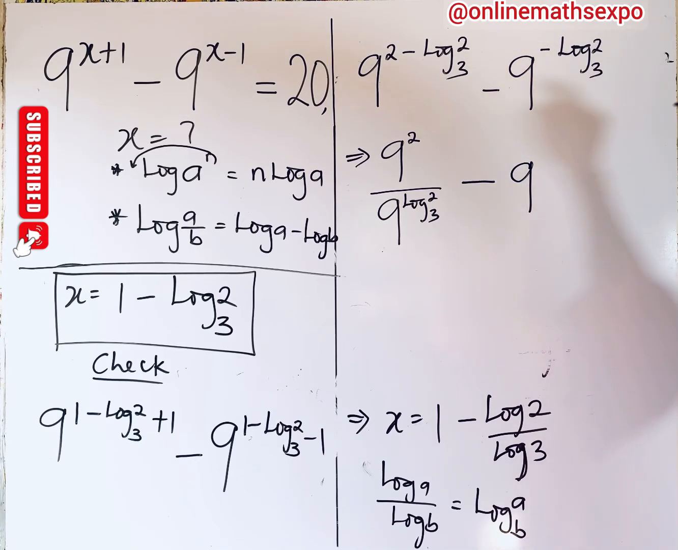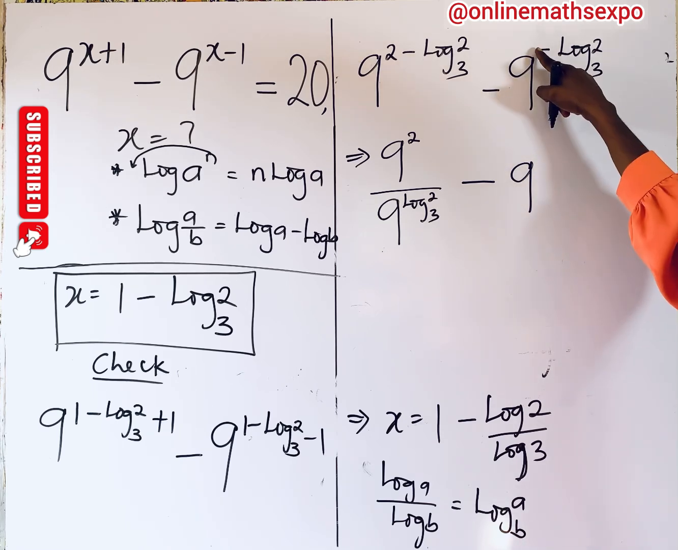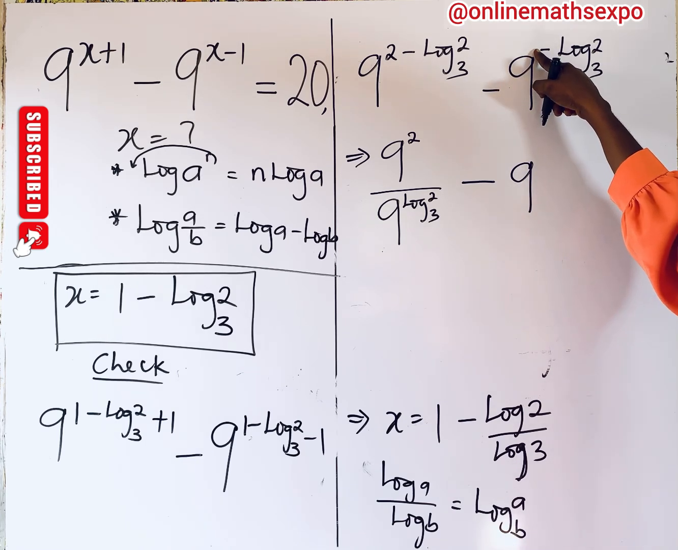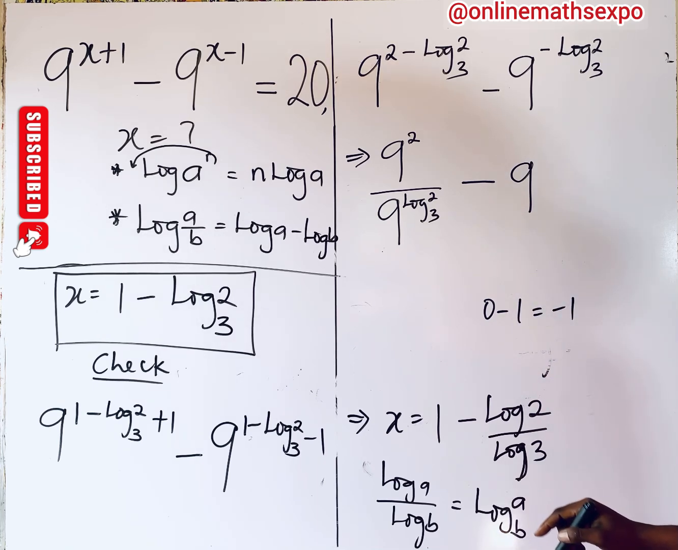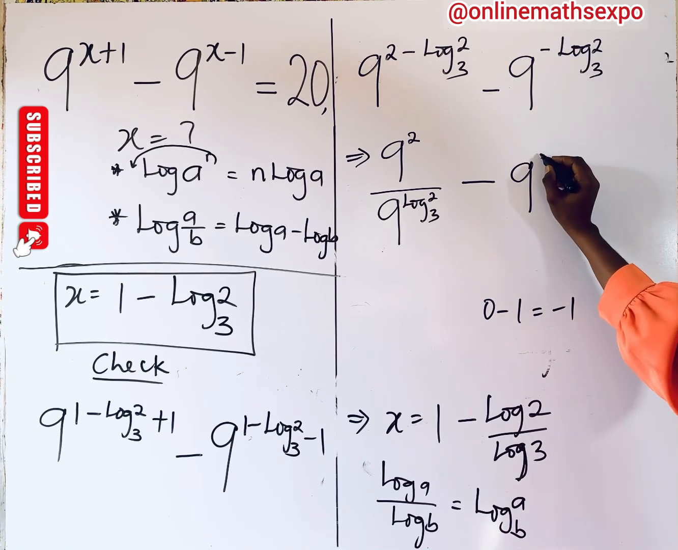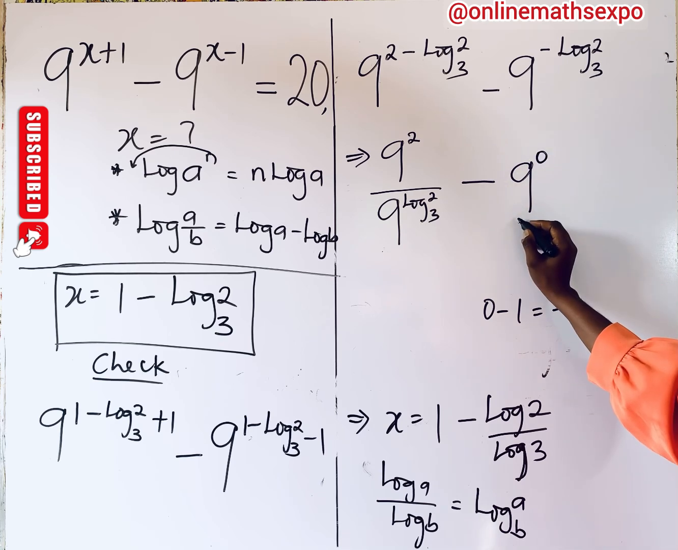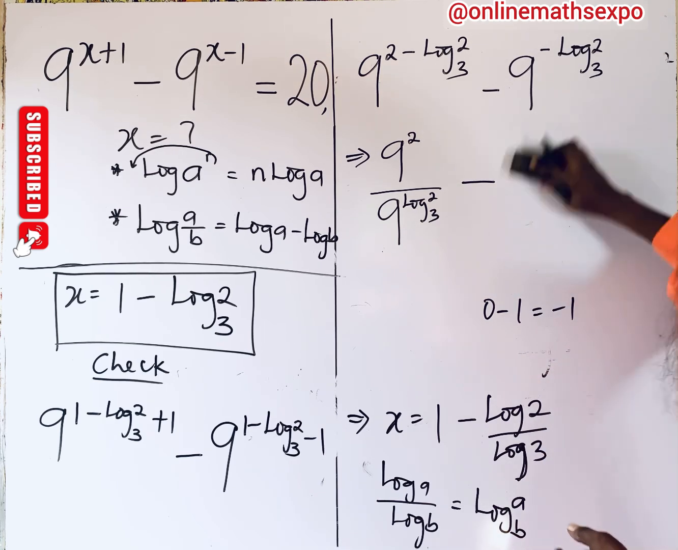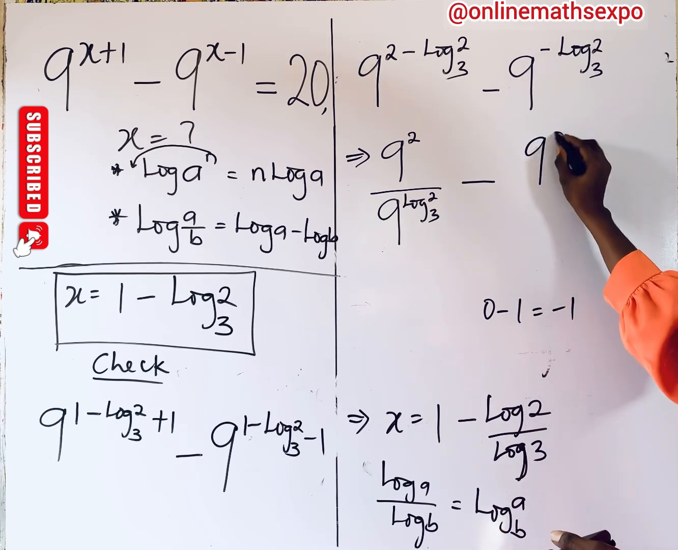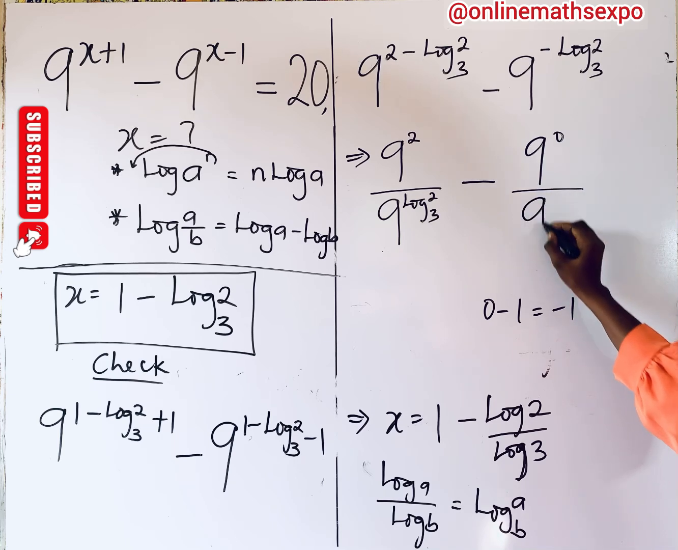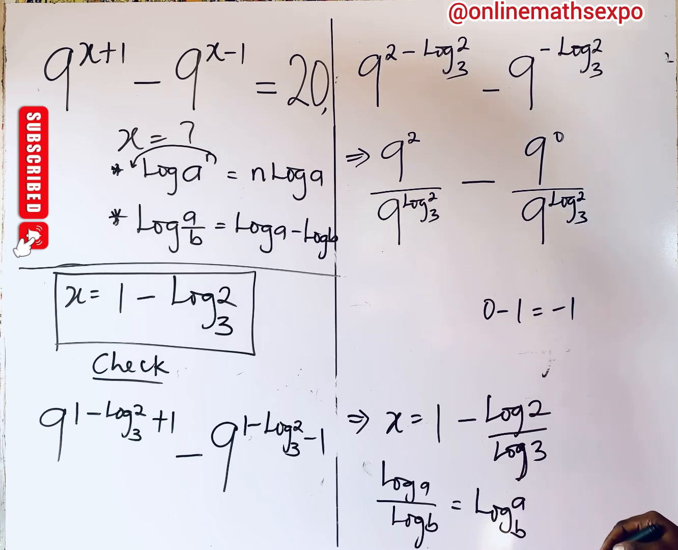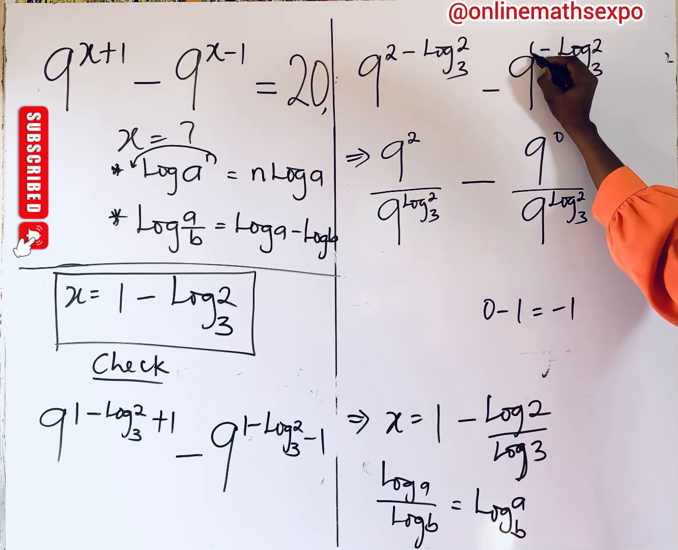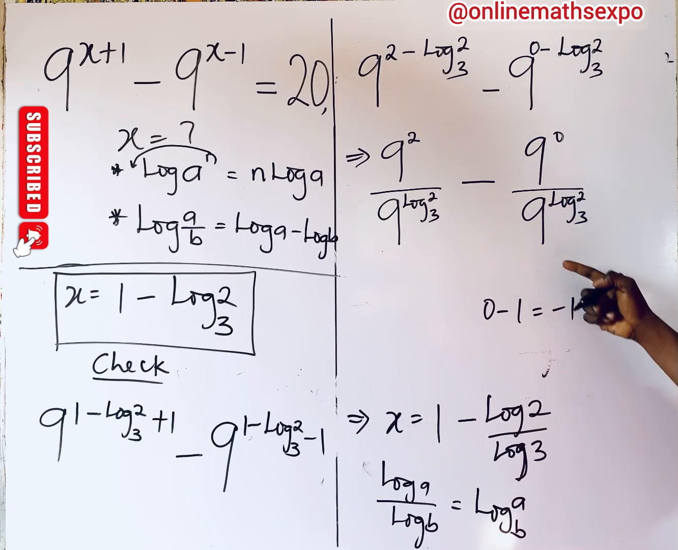This can be the same as 9 to the power of, we can just say that what is here is 0, because 0 minus 1 is the same thing as negative 1. So let's just put 0 there. So we have 9 to the power of 0 over 9 to the power of log 2 base 3. Did you see it? It's just like there is 0 here. So that's why we have it this way.